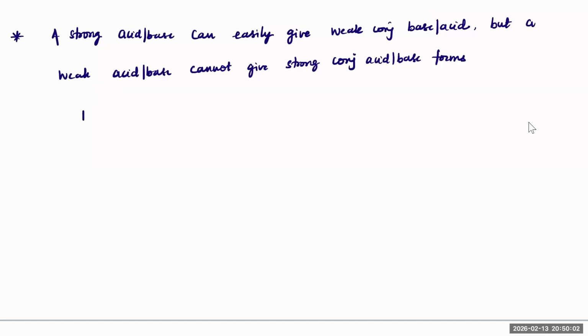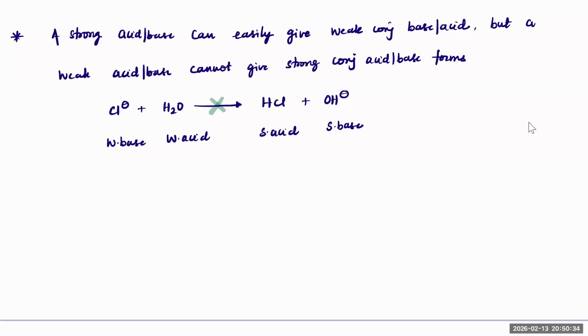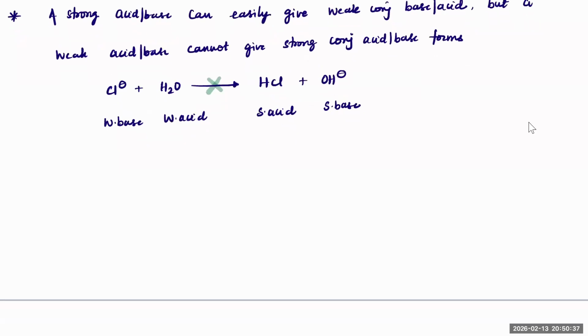Example, if you notice, if I take Cl minus plus H2O and I'm expecting this to give HCl and OH minus, this does not happen. So this reaction does not take place because this is a weak base and this is a weak acid. A weak base converting into a strong acid, that is not going to happen, or weak acid converting into a strong base, that is not going to happen. But the reverse is true. That is, if HCl is taken with OH minus, the reverse reaction is definitely true.